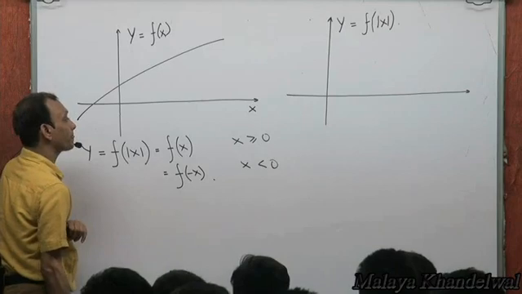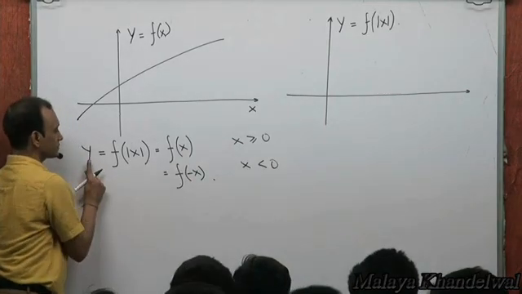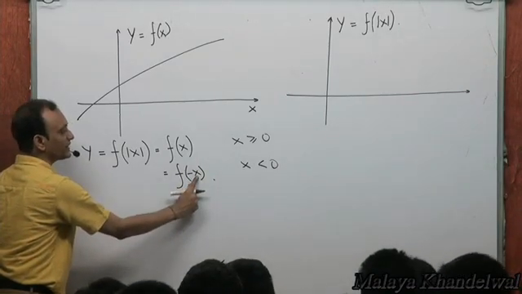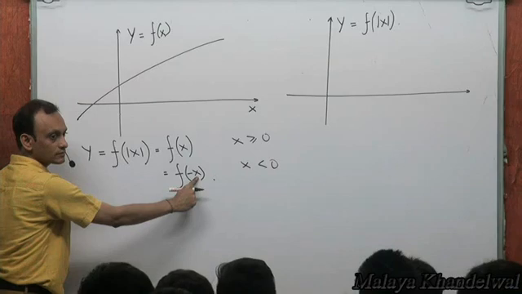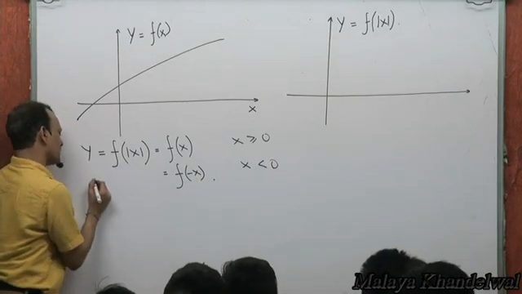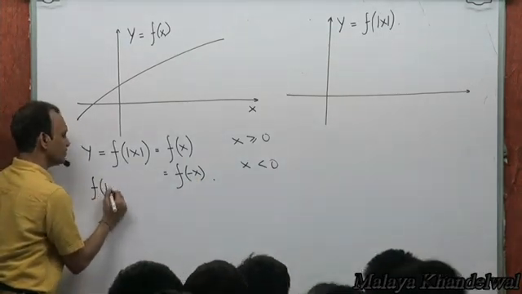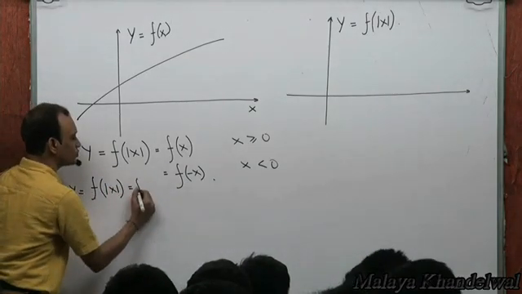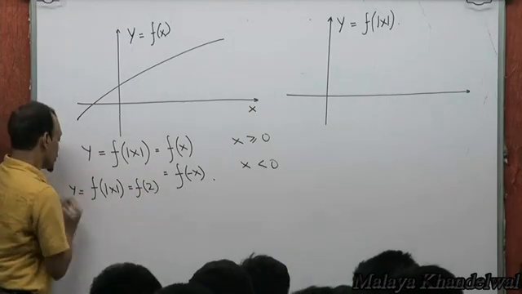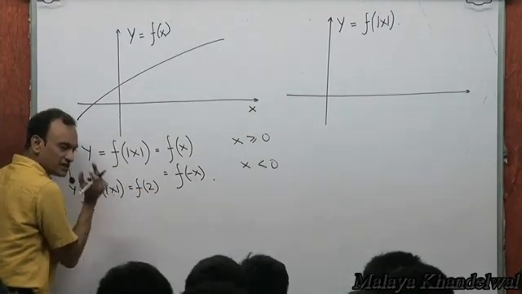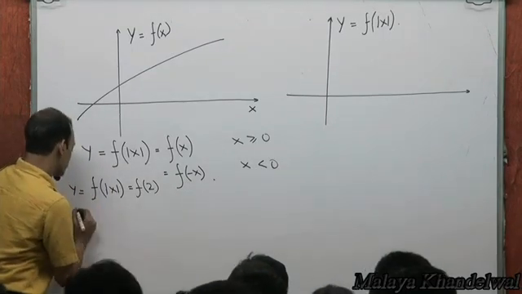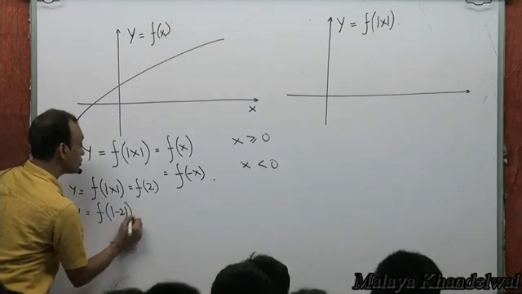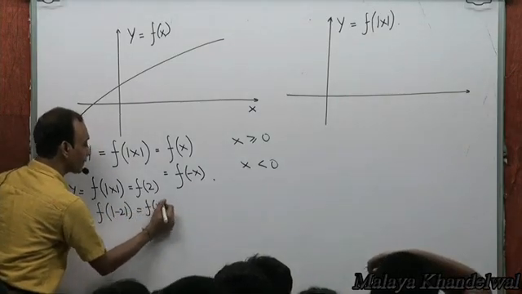That means for a given x, the y that I get is the same as the y that I get out of minus x. I'll explain. In f of mod x, the value of y at x equal to plus 2 would be what? f(2). Right? The value of this function at x equal to minus 2, mod of minus 2, that will also be f(2). Yes or no?